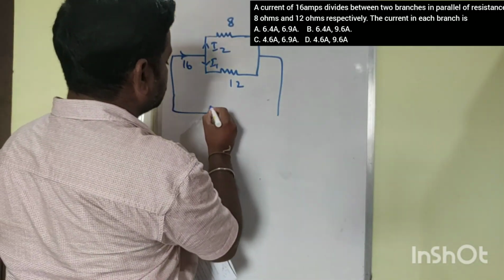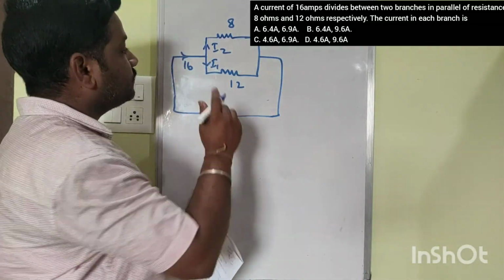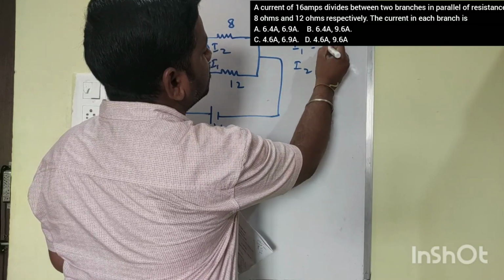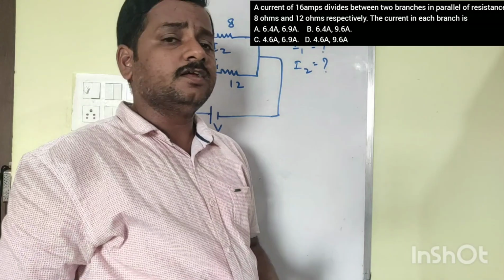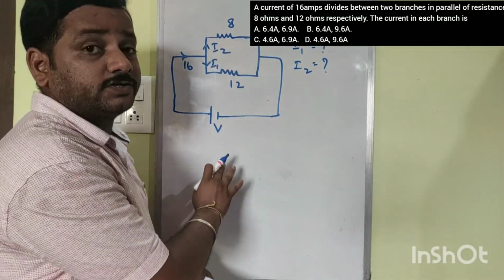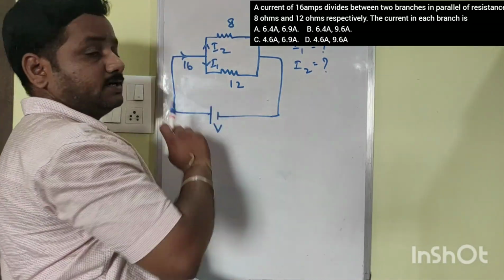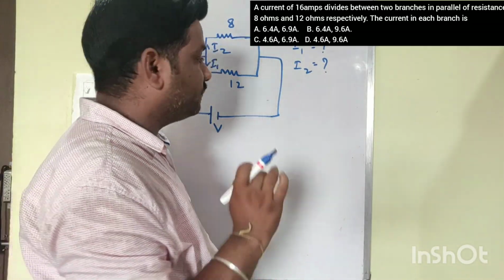Then voltage is not given. Let us say there will be some circuit voltage, so we don't know that V. They are asking you to find the unknown branch currents, that is I1 and I2. This is the question. They give 4 options also. Now to solve this, without a voltage we need to find a current. We know the resistance values and we know the total current, right? So for this we have a current division rule formula.